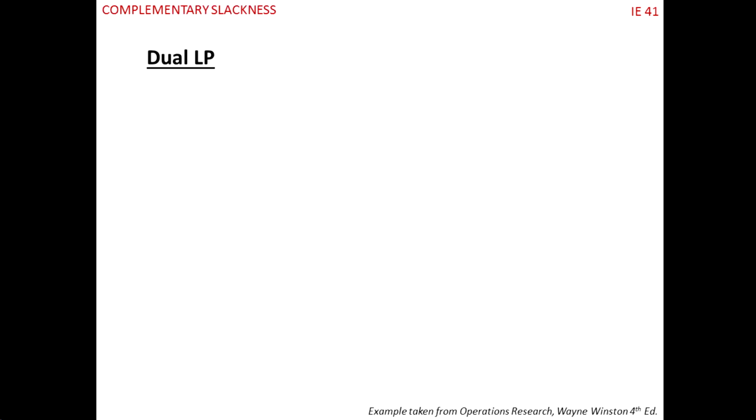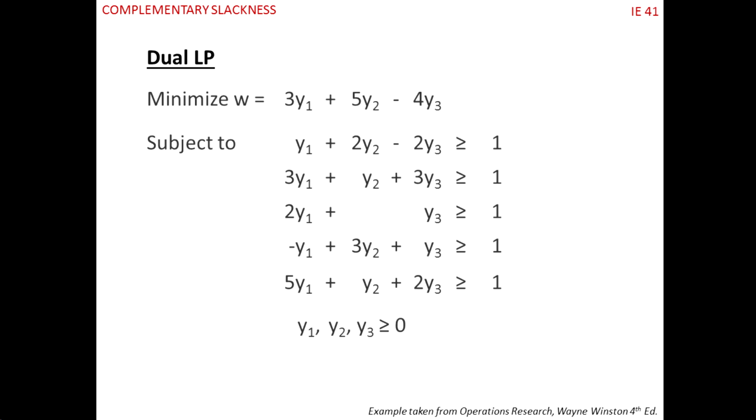In order to solve this problem, let us first construct the dual LP of the maximization problem. Min w is equal to 3y1 plus 5y2 plus 4y3, such that the following: y1 plus 2y2 minus 2y3, 3y1 plus y2 plus 3y3, 2y1 plus y3, negative y1 plus 3y2 plus y3, 5y1 plus y2 plus 2y3 are all greater than or equal to 1. Let all the y's be greater than or equal to 0.